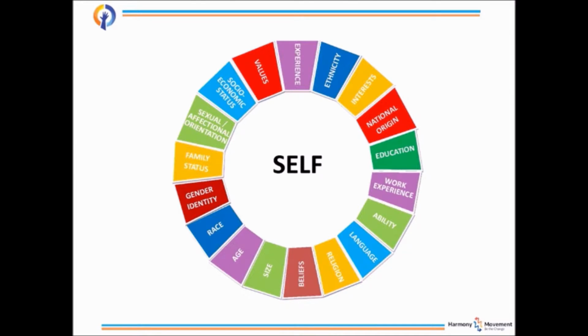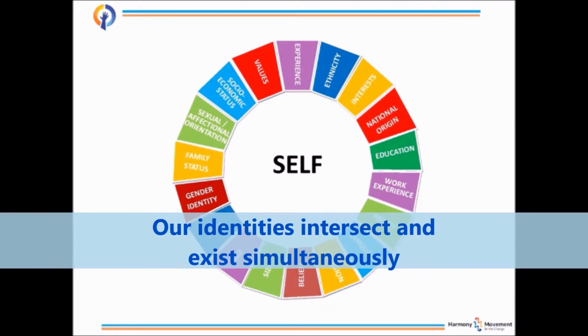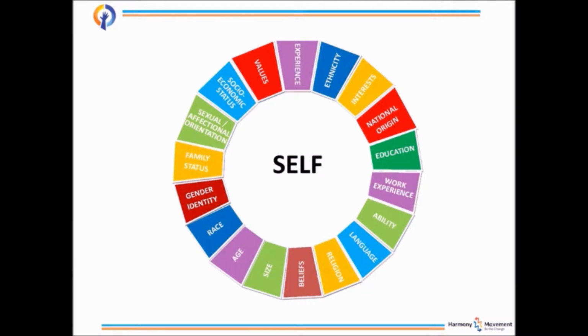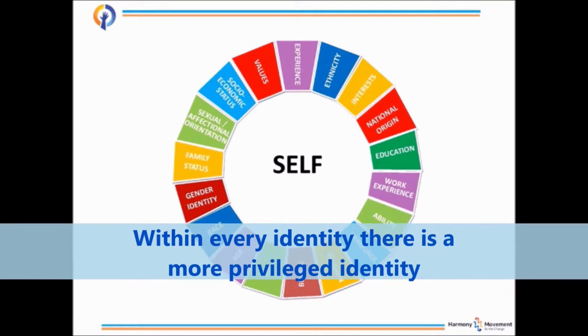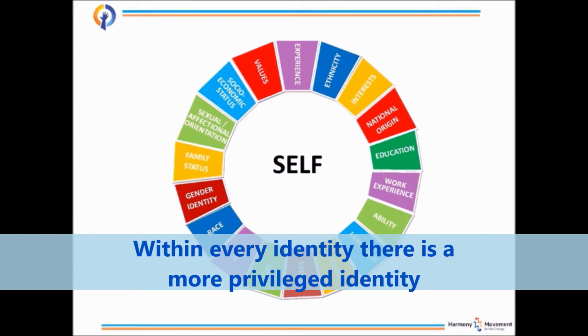First, our identities intersect and exist simultaneously. Meaning, I'm never just a woman, but I'm actually a Black woman, which changes my experiences as being female. Secondly, within every identity, there is a more privileged identity. A privileged identity is an identity that doesn't experience particular barriers or challenges within that identity. Their identity is seen as more valuable and benefit from the structures that exist in society.